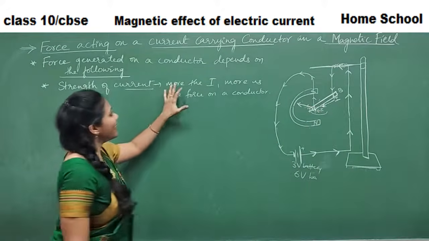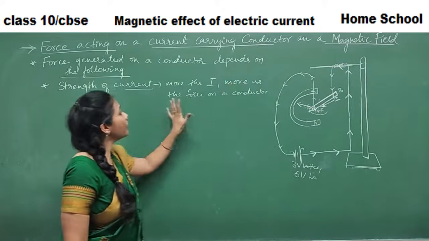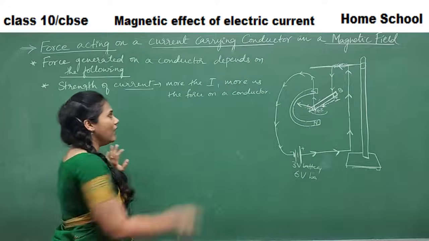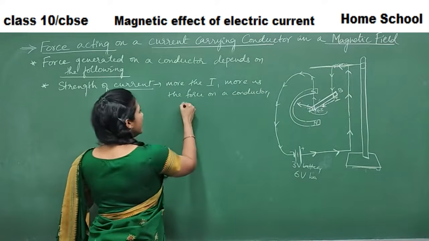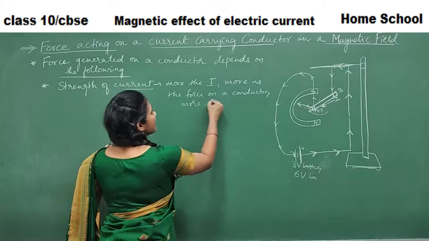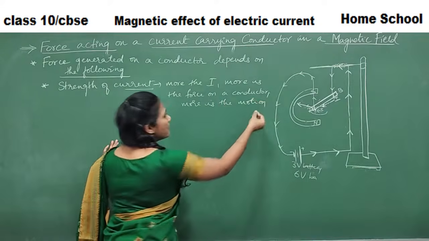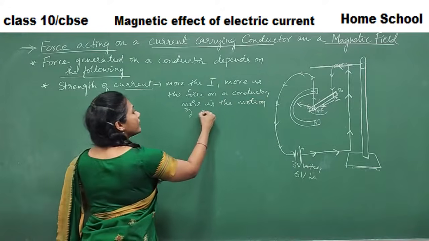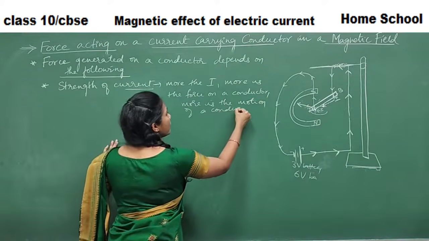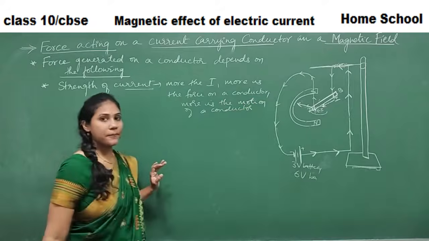Clear? So what did I write? More the current, more is the force on a conductor. More is the force on a conductor, more is the motion, or displacement, of a conductor. Yes or no? So this is the first factor, guys.